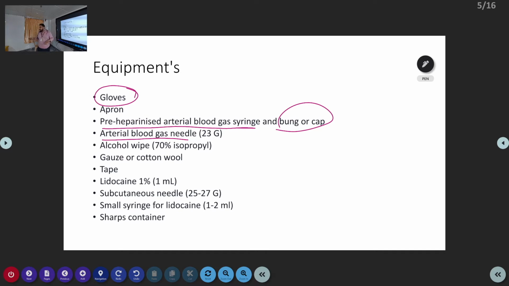Gauze or cotton wool. So after the procedure, you need to close it and you need to tape it. So you need to have gauze or cotton wool and a tape. That is a micropore tape, what we use to tape for the patient.